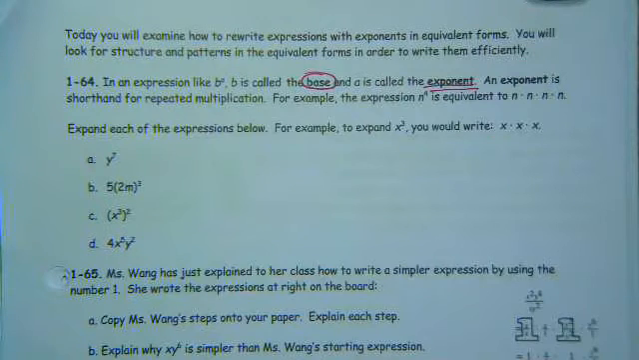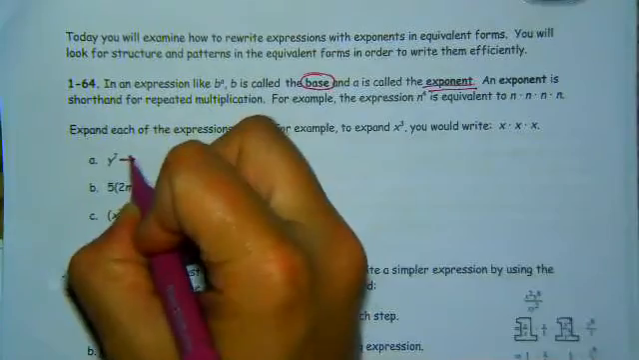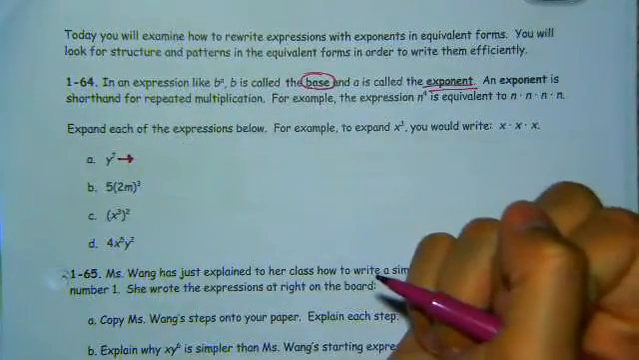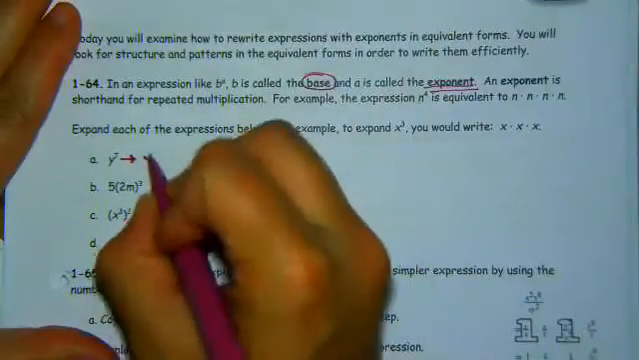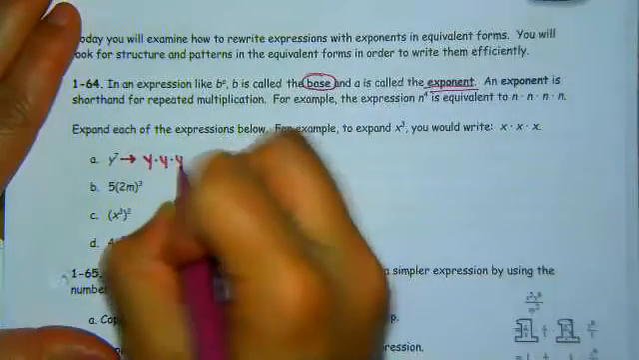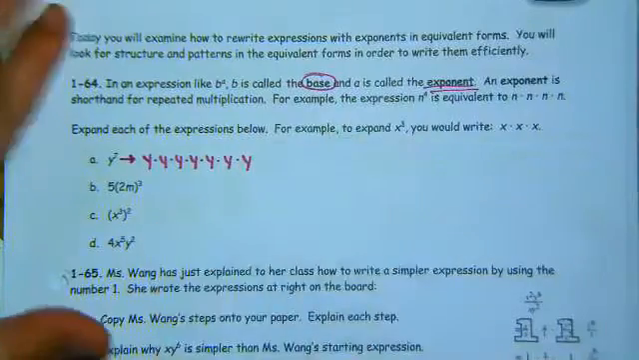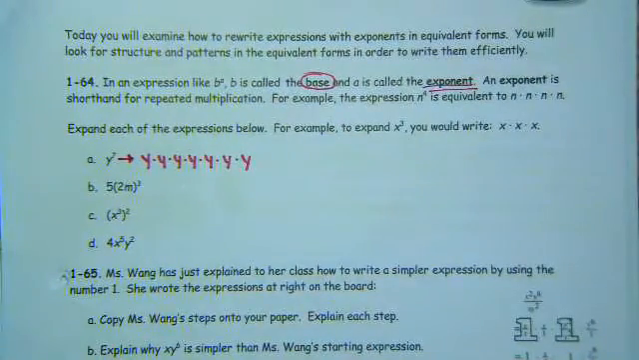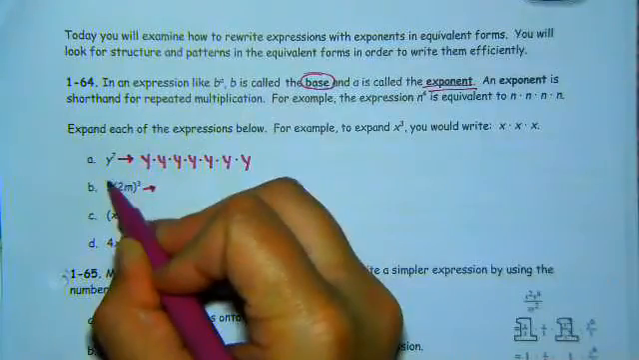So what we're going to be doing is expanding each expression below. For example, to expand x to the third, you would write x times x times x. If we're going to expand y to the seventh, how many y's are we going to write? We're going to write 7 of them. 1, 2, 3, 4, 5, 6, 7. So that's expanded out.